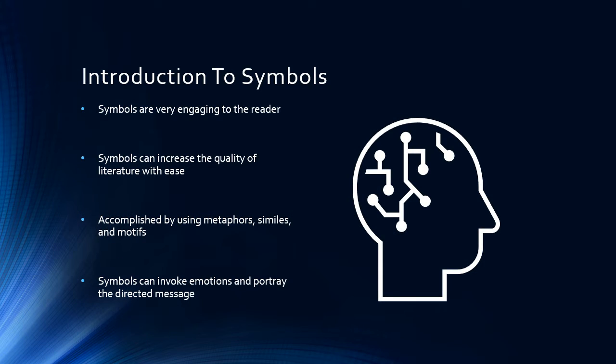Introduction to Symbols. Symbols are easily the most engaging device an author or writer can use to emphasize a theme or represent a specific object or character. The dictionary defines a symbol as follows: a thing that represents or stands for something else, especially a material object representing something abstract, assuring that the use of symbols can easily increase the quality of any writer's writing.